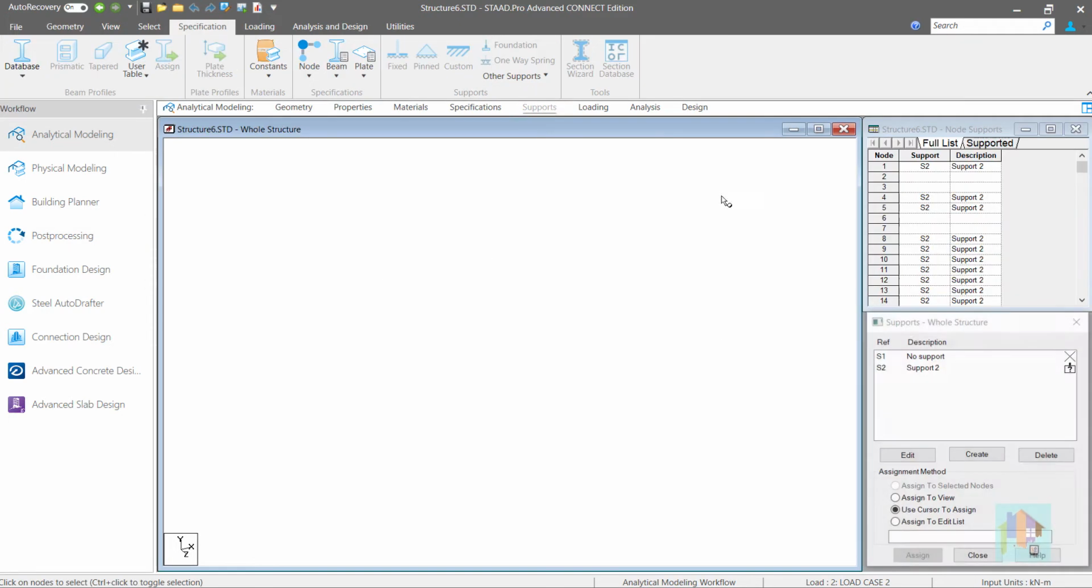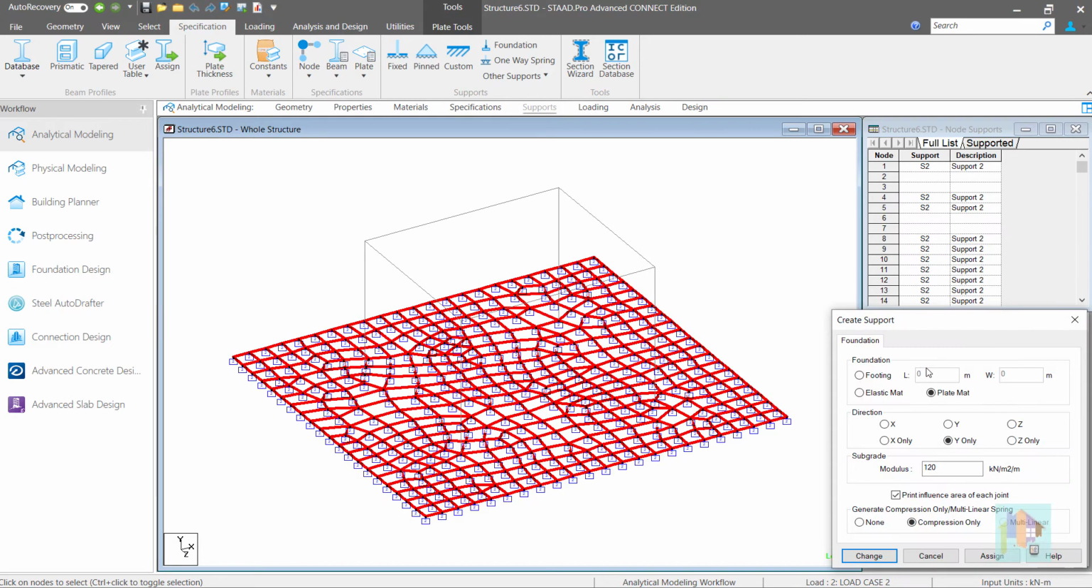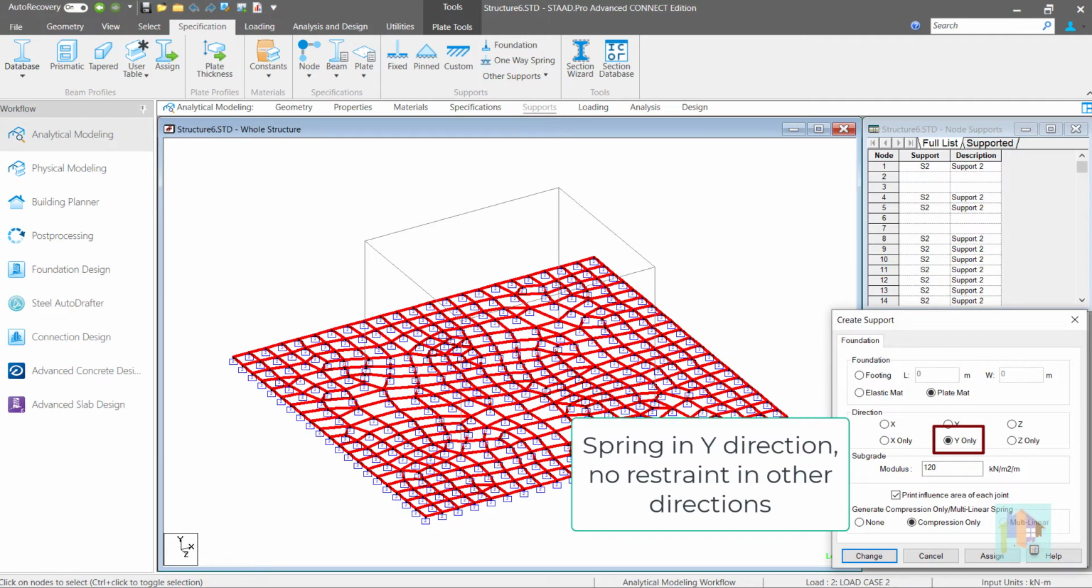What is the reason? Check the support condition. We have assigned a plate mat support and soil spring is specified in the Y only direction. This means a spring support is assigned in the Y direction only. The spring constant value is same as the subgrade modulus. All other directions are free to move or rotate as there is no support.